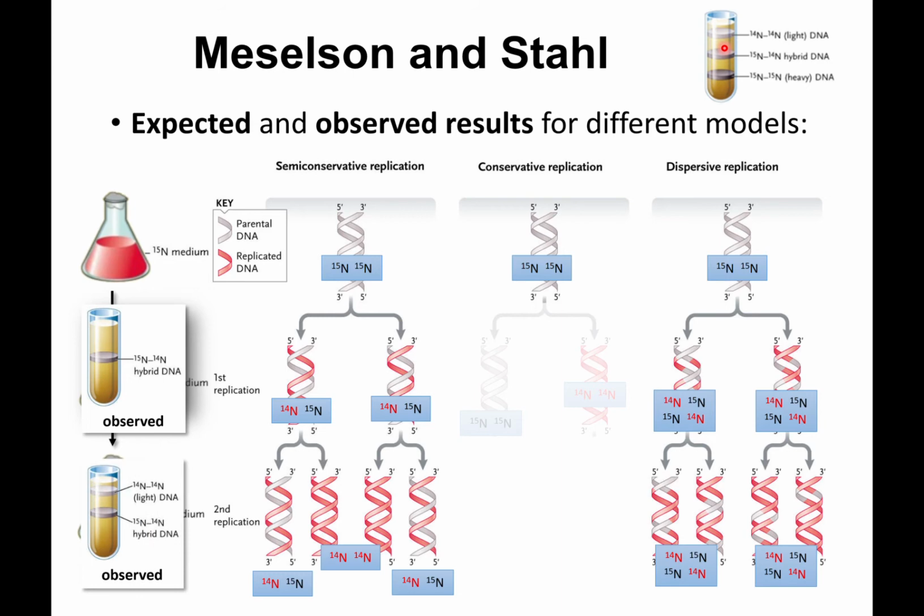Well, what did they observe? Indeed, they observed the two bands that you would expect with semi-conservative replication. So this supports that DNA indeed replicates by semi-conservative replication, since you didn't get a smear here in the middle, which is what you would have expected with dispersive replication.